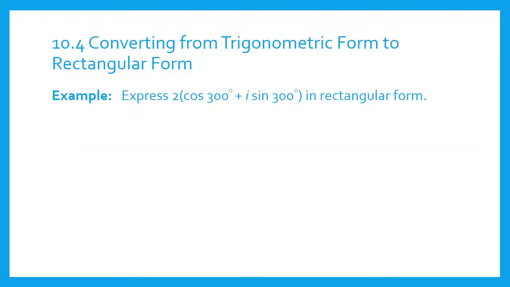Okay, now let's try this problem. You're going to express 2 times the quantity cosine of 300 degrees plus i sine 300 degrees in rectangular form. Very simply, you're just going to put in the cosine of 300, the sine of 300, and distribute. These have special angles as reference angles, so you need to use exact values for these, please. Pause the recording, give it a try, and resume to check your answer.